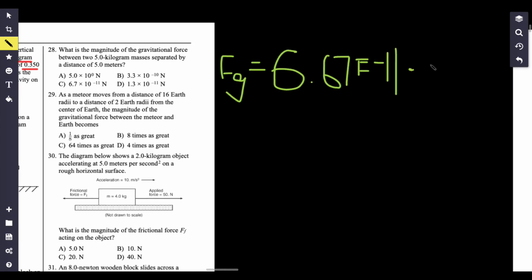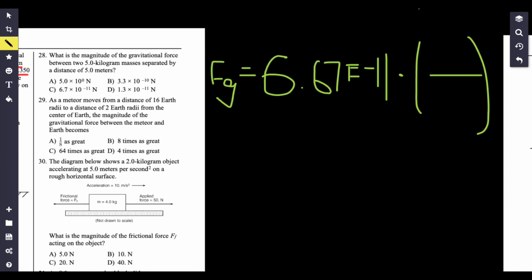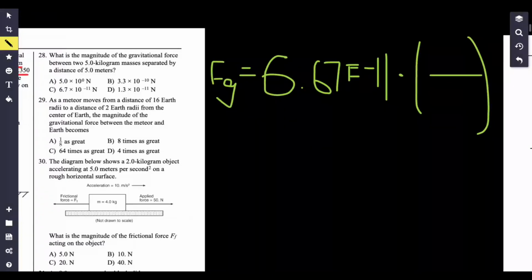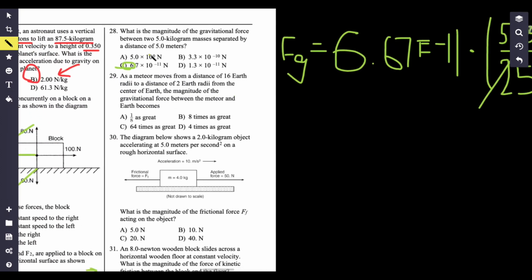And then this is going to be multiplied by the rest of the formula: mass 1 times mass 2 divided by r squared, which is distance. So mass 1, which is 5 kilograms, times mass 2, which is also 5 kilograms, divided by the distance squared, which is 25. So if all of this just cancels out, number 28 has to be answer choice C, right? Just 6.67 e negative 11.